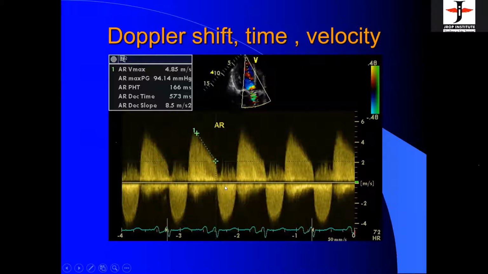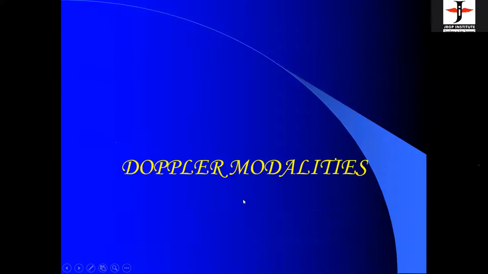And the horizontal axis records the timing, and the vertical axis records the velocity. So this is the Doppler shift. And if you measure the timing, it should be done on the horizontal axis. And if you see the velocity, it will be measured above or below the baseline. So we'll come to it again.